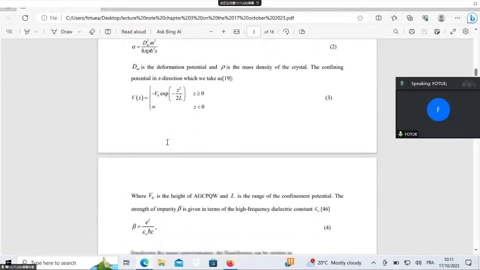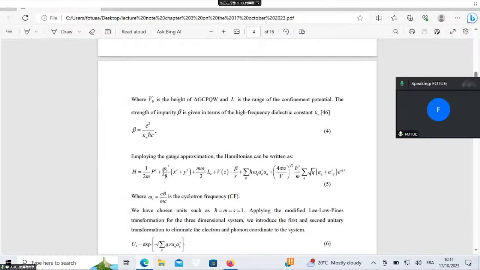If now we apply the George approximation on this Hamiltonian, we arrive at a situation where the Hamiltonian will transform to this, where the first term is the kinetic energy P square over 2m. The second term will bring the magnetic field through the cyclotron frequency omega c, and the confinement, which is x square and y square, is given by this third term, m omega c Lz over 2. The potential V of Z will remain there, and the impurity minus beta over R, and the phonon part and the interaction between the electron and the acoustic phonon, which is given here as the last term.